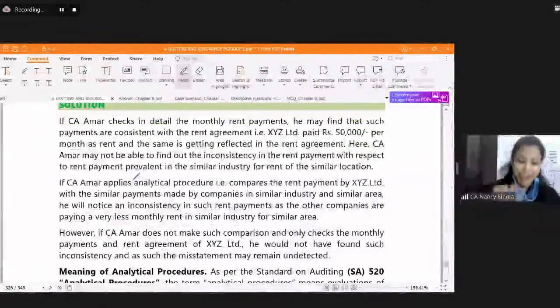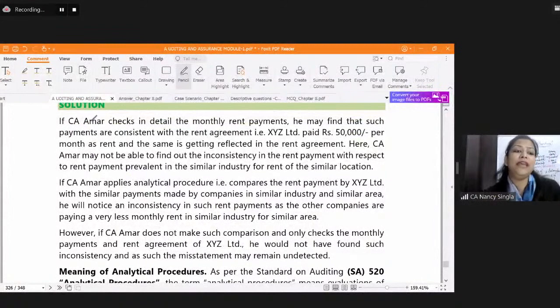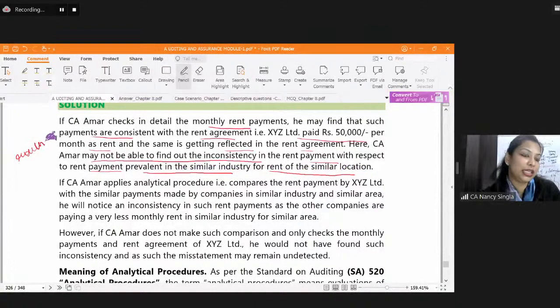Students, the entire concept is very beautifully explained in this solution. See, if CA Amar checks in detail the monthly rent payments, he may find that such payments are consistent with the rent agreement. That is, XYZ paid 50,000 per month as rent, and the same is reflected in the rent agreement. Here, CA Amar may not be able to find out the inconsistency in rent payment with respect to rent payment prevalent in the similar industry for a similar location. So basically it is saying that with routine checking, such an unusual thing cannot be identified.